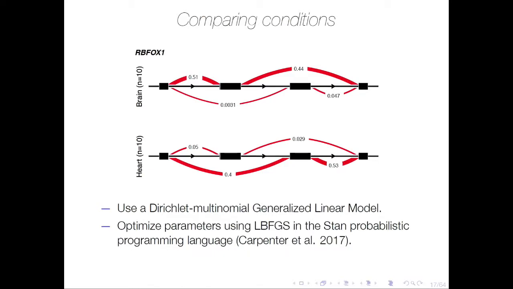The linear model component means that we can easily include both the covariate of interest, which in this case would be an indicator variable saying which tissue the sample is from, as well as technical confounders like sequencing batch. We optimize the parameters of this model using LBFGS in Stan, which is a probabilistic programming language developed at Columbia. And we do hypothesis testing using likelihood ratio tests. We find that the likelihood ratios are well approximated by a chi-square distribution asymptotically.